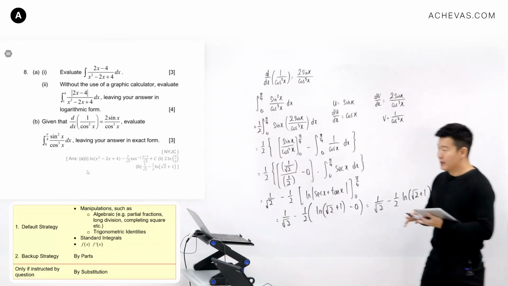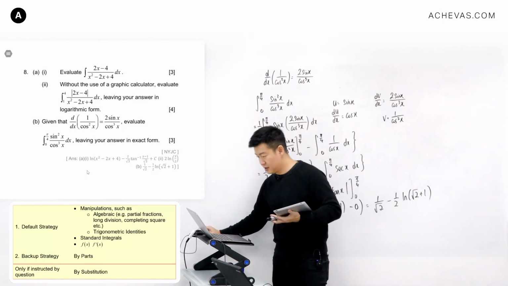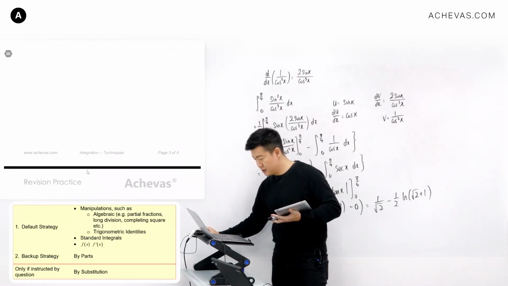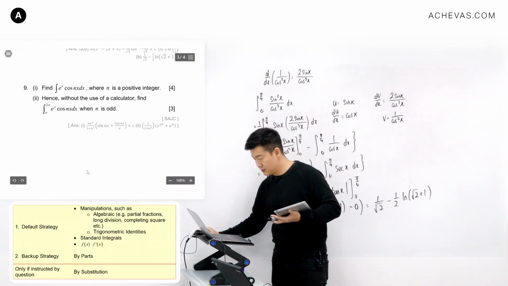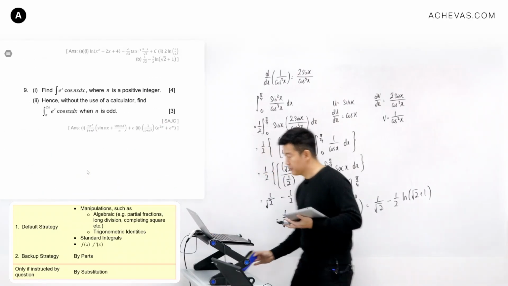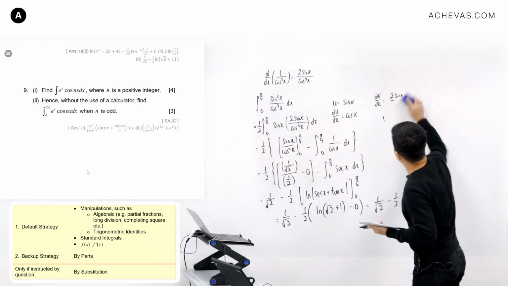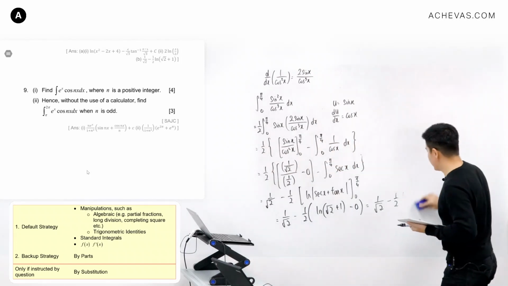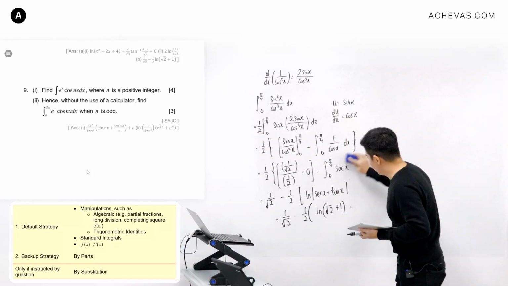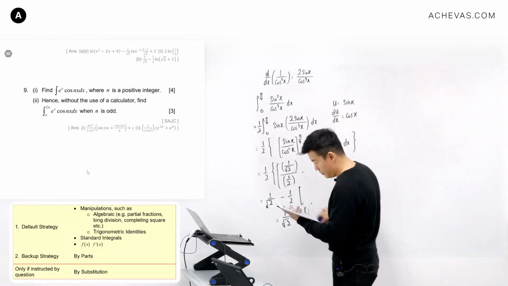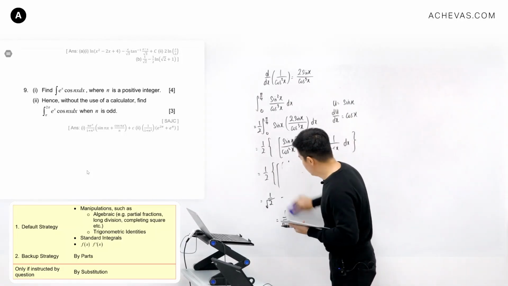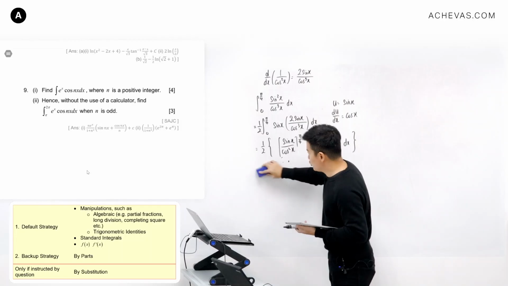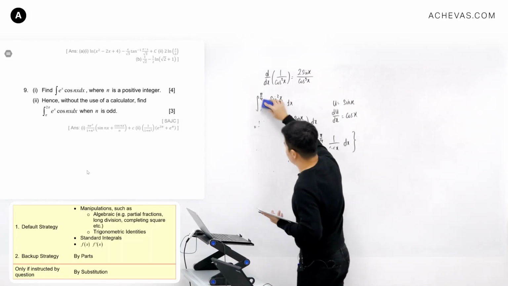Next, let's take a look at question number 9 here, SAJC. This is an interesting question. It is a little bit similar to one of the questions that came out in the A-levels.